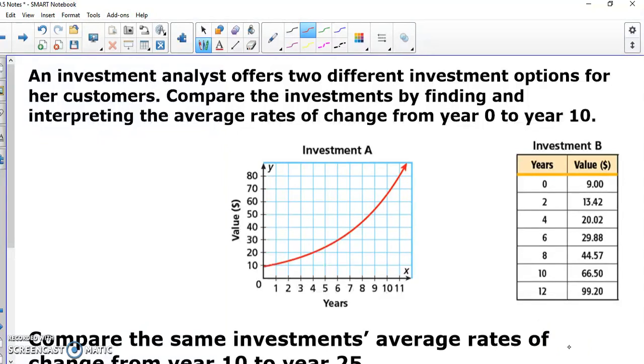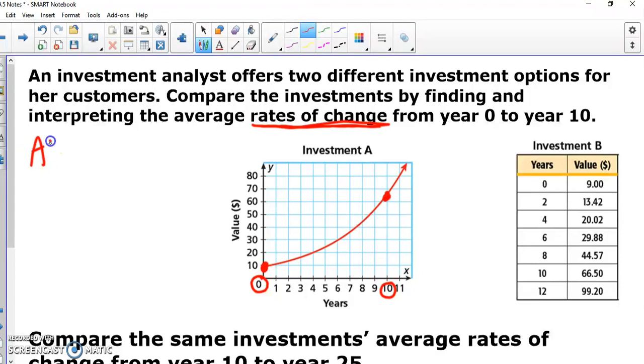The way they're going to phrase that is they won't say find the slope, they'll say find the rate of change, just because we can't find the slope if it's not a straight line. So what they want us to do is compare the rate of change from year 0 to year 10. If we look at investment A here, here's year 0, here's year 10. I'm going to put a dot on each of those where the graph is at each point, and then to find my rate of change, I'm just going to find the slope between those 2 points.